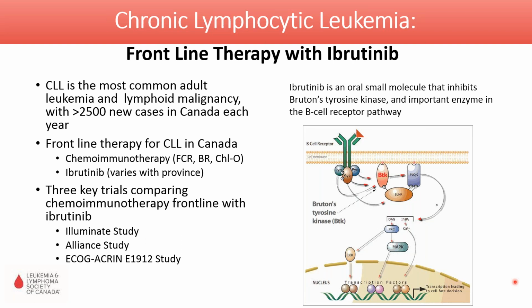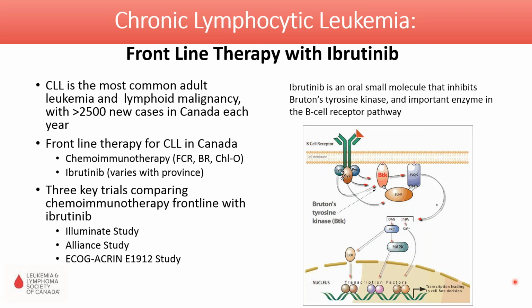Now, thankfully, not everybody requires treatment. Some patients can stay on observation for many years before requiring therapy. But when patients do have a significant disease burden, usually with multiple lymph nodes, or they have anemia, or they have a big spleen, or they have a lot of symptoms related to their CLL, then they will require therapy.